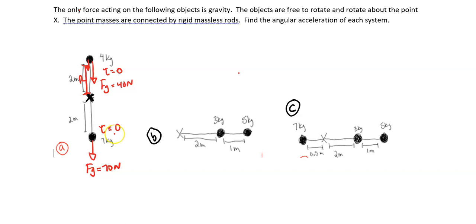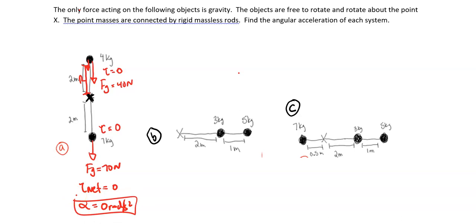Okay, so cool. So then if we add that all up, the net torque is going to be 0, which, if the net torque is 0, there is no angular acceleration, and that is just going to be 0 radians per second squared. Cool. Let's go ahead and look at the next example, B.